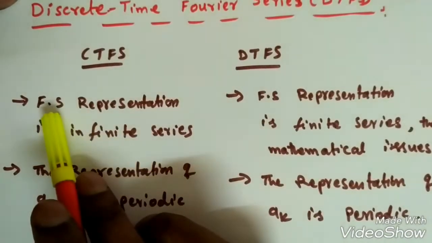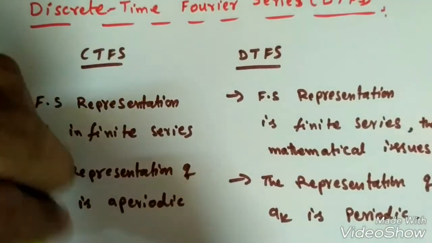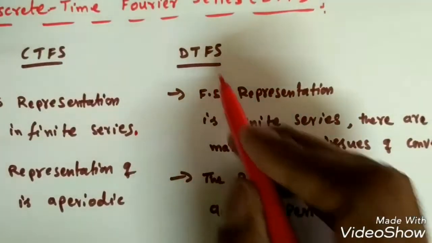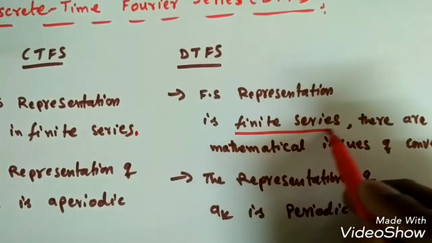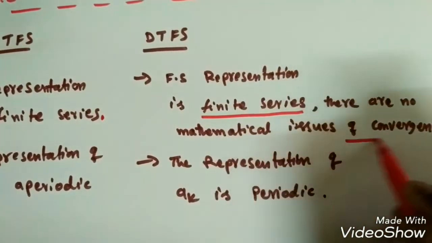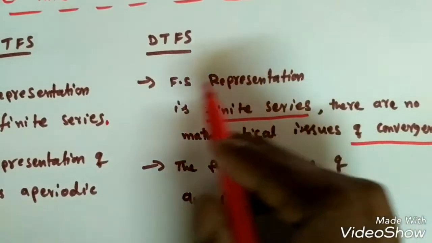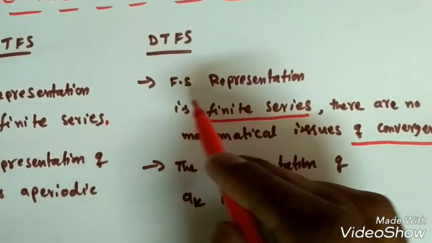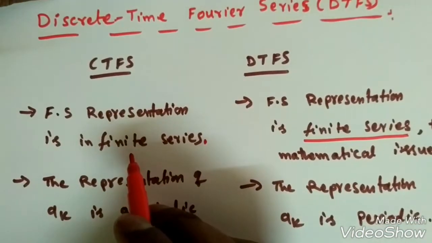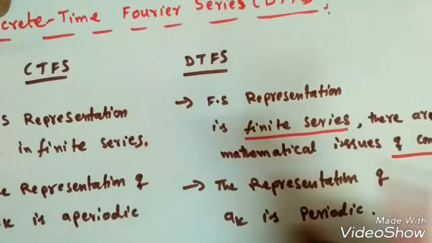We'll see. The Fourier series representation is an infinite series. This is a continuous time Fourier series, so it is an infinite series. But the discrete time Fourier series representation is a finite series. When we get a finite series, there are no mathematical issues of convergence. So any periodic signal can be written as a discrete time Fourier series representation. In the continuous time Fourier series, we should satisfy the three Dirichlet conditions, but not here. So that is an advantage of the discrete time Fourier series.